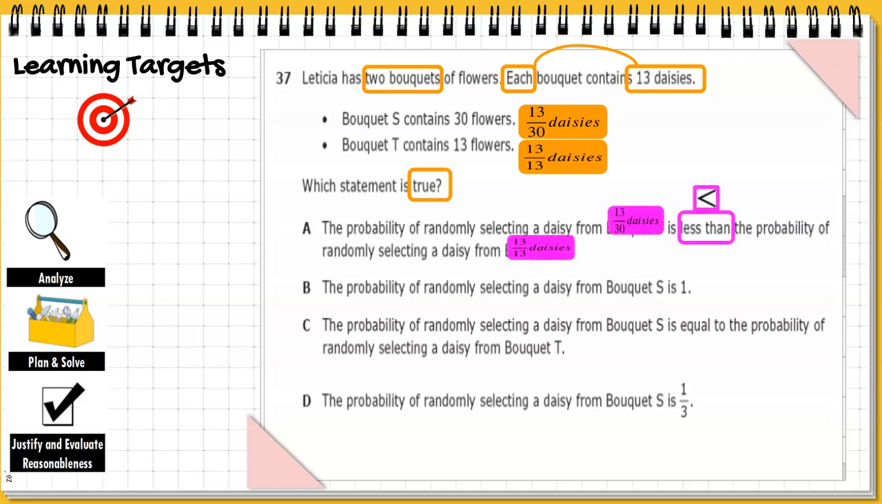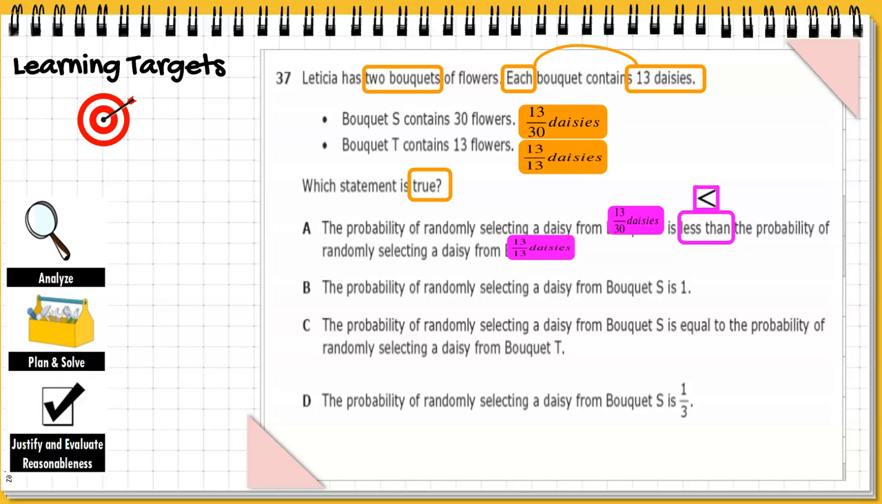When I tell you I annotate this, if I was doing it with paper and pencil, I would legit put 13 out of 30. Where it says less than, I would put a less than sign. And then where it had the bouquet T, I have 13 over 13. Basically, I substituted what was in my information in my problem stem. So is 13 out of 30 less than 13 out of 13? Yes, because 13 out of 13 is a whole. So I like this statement right now, okay? This is going to be my maybe baby, because maybe I read something wrong. I need to keep going.